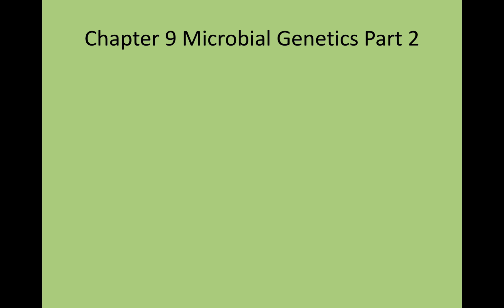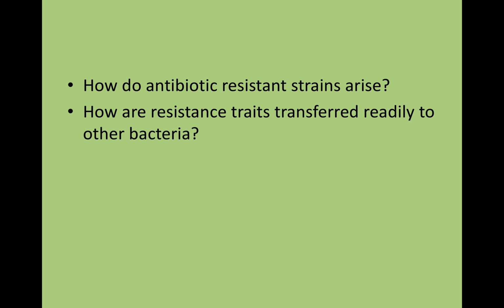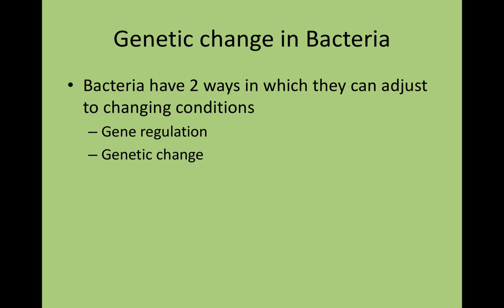This is part two of the Microbial Genetics lecture video. In this portion of the lecture, we're going to talk about how antibiotic resistant strains of bacteria arise and how resistant traits are transferred readily to other bacteria. And in general, we can address the answers to those two questions as well: bacteria need to change genetically.